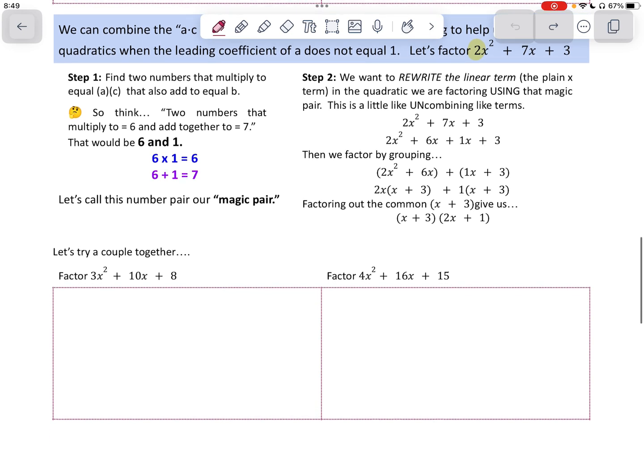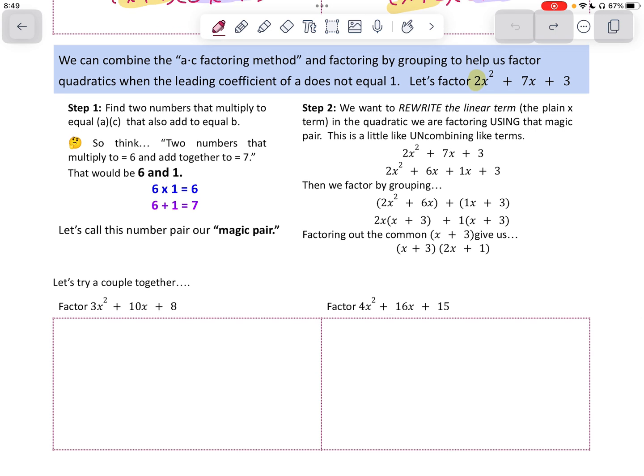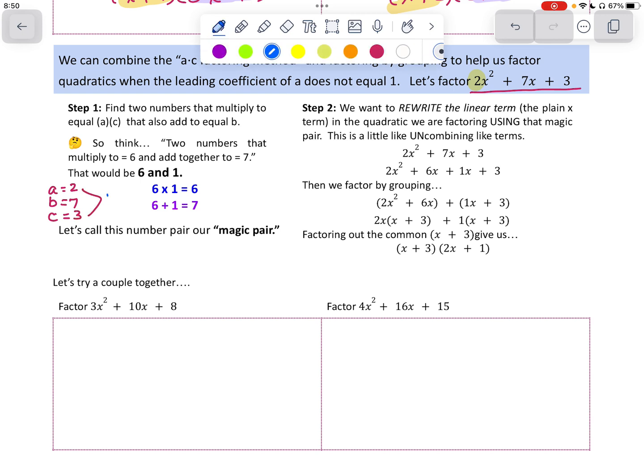So step 1, it's always good to list out our A, B, and C. So we're going to use this quadratic here, 2x squared plus 7x plus 3. A is 2, B is 7, C is 3. So we want two numbers that multiply to give us 6 and add together to give us 7. So obviously that's going to be 6 and 1.